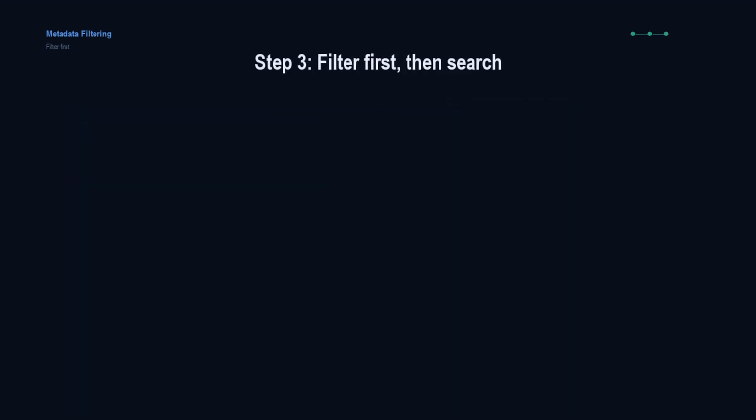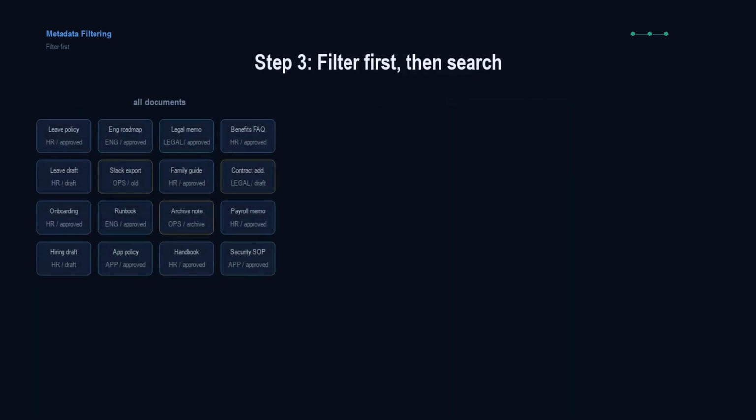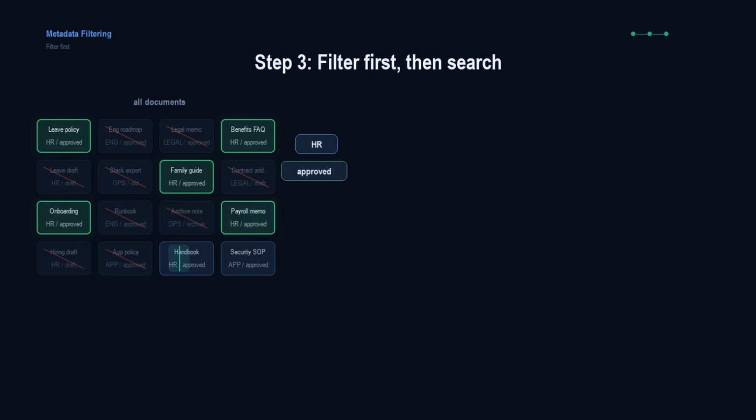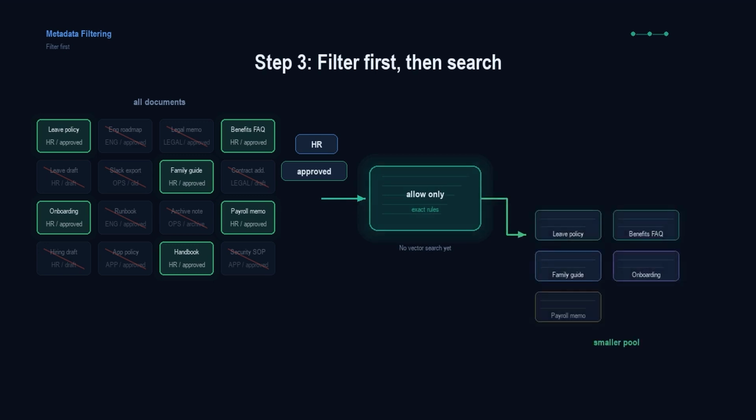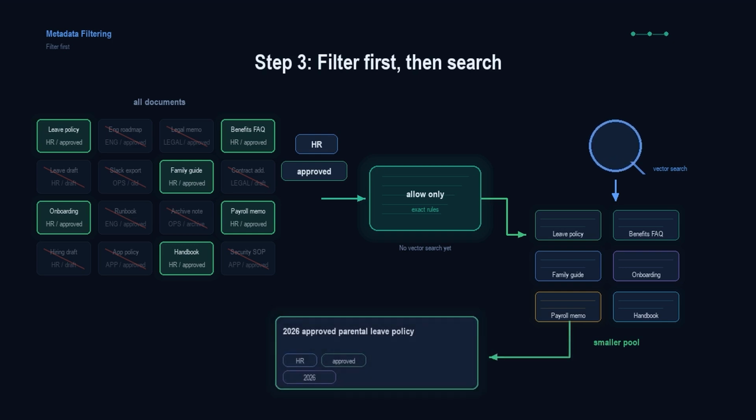Step 3 is that filtering happens before the similarity search, not after. This is the part that people get backwards. You don't run similarity search across everything and then throw out the bad matches. You first shrink the candidate pool down to documents matching things like department being HR and status being approved, etc. And only then you run the embedding comparison on the smaller, cleaner set.